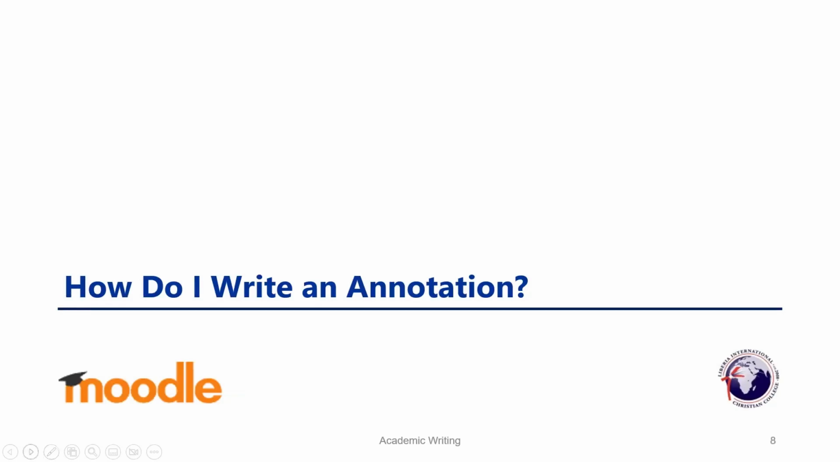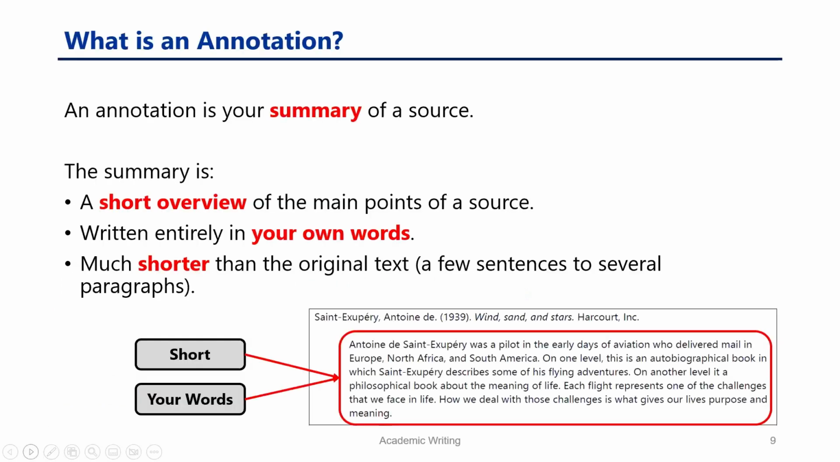So how do I write an annotation? An annotation is a summary of your source. And by summary, we mean it is a short overview of the main points of a source. It's written entirely in your own words, and it's much shorter than the original text. As you can see, we have one paragraph that describes an entire book.